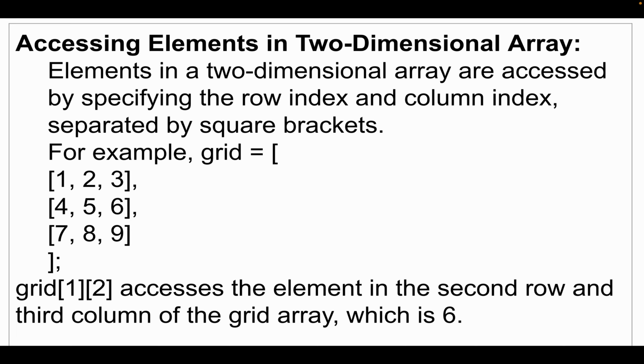4, 5, 6. And grid[1][2] accesses the third element in the array, which is 6. Therefore, grid[1][2] gives us the element located in the second row and third column of the grid array, which in this case is 6.